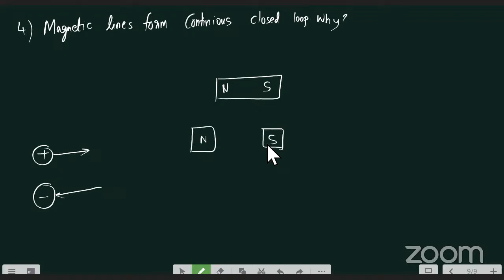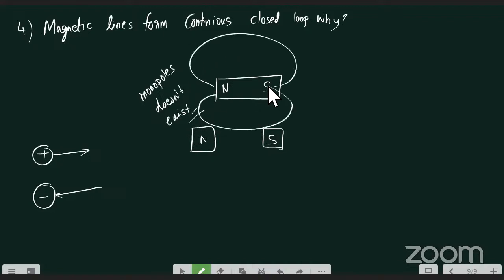So monopoles do not exist. So always the magnetic field lines will form a closed loop. This is the reason why magnetic lines form continuous closed loops. In case of electric charges, separated positive and negative charges can exist, whereas in case of a bar magnet, we can't separate poles. We can't take the North Pole or South Pole separately because both always lie in a pair. So this was the next question.